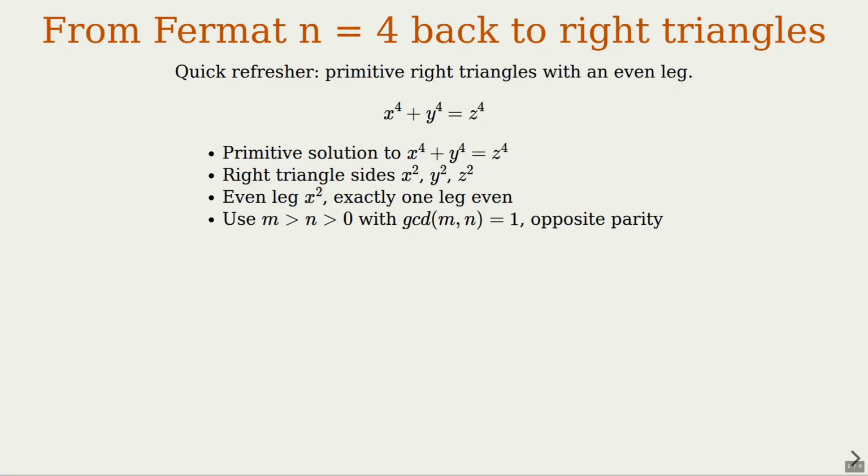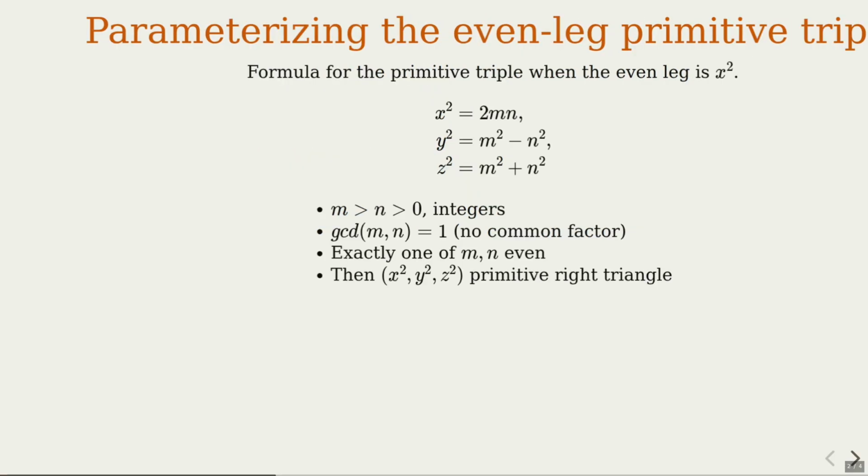Exactly. And the key reminder is that for a primitive triple, we choose m and n with greatest common divisor 1 and of opposite parity, meaning one is even and the other is odd. Without those conditions, the triple we get would not actually be primitive or would have both legs even, which would break the argument. Here is the concrete formula we rely on in the descent. For a primitive right triangle whose even leg is x squared, we can write x squared as 2mn, the other leg y squared as m squared minus n squared, and the hypotenuse z squared as m squared plus n squared. We assume m and n are positive integers with m greater than n. They share no common factor, and one of them is even while the other is odd.